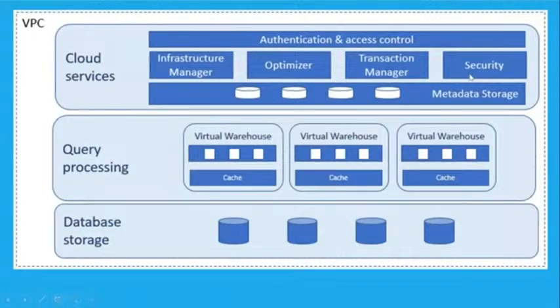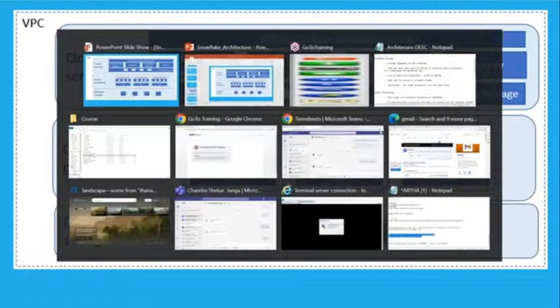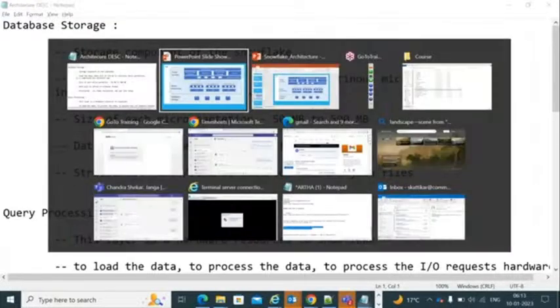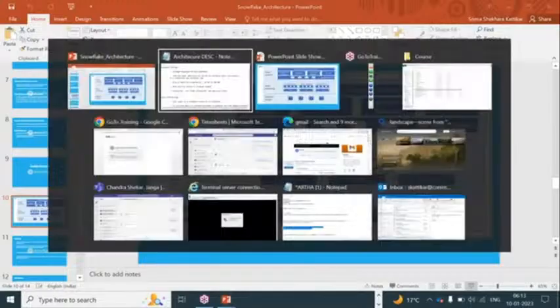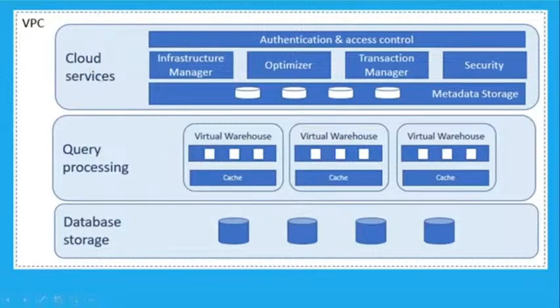Guys, actually, we have three layers in the Snowflake architecture. One is the cloud services layer. Another one is the query processing layer. The third one is the database storage layer. Let me repeat once again.